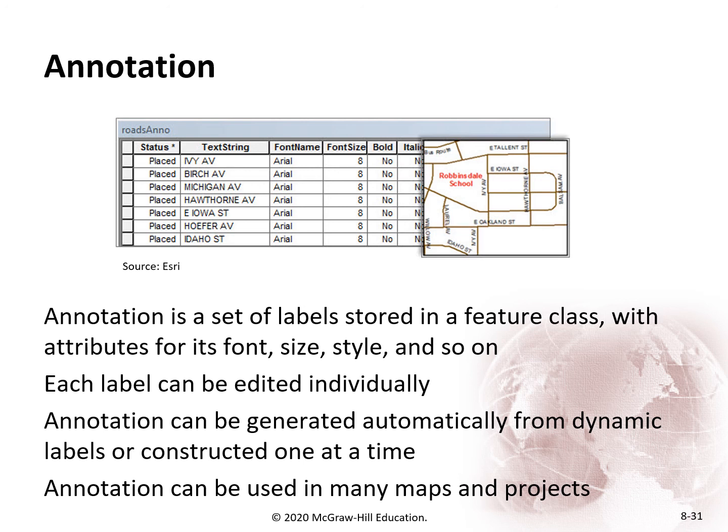Annotation is a set of labels stored in a feature class with attributes for its font, size, style, and so on. Each label can be edited individually, and the annotation can be generated automatically. And this is something we use to create things called dynamic labels, or that we construct one at a time. Annotation can be used in many maps and projects. And so the idea with annotation is you got labels for a data set.